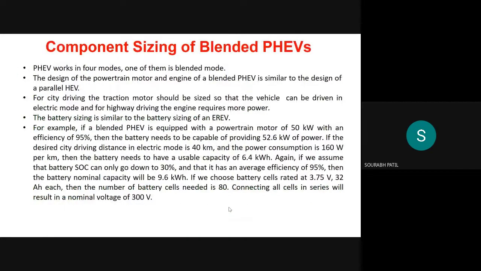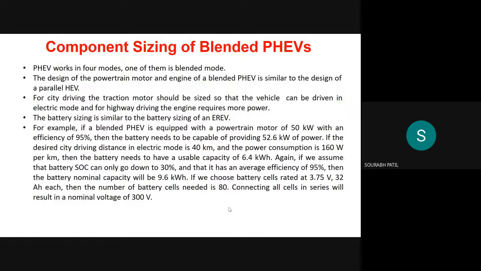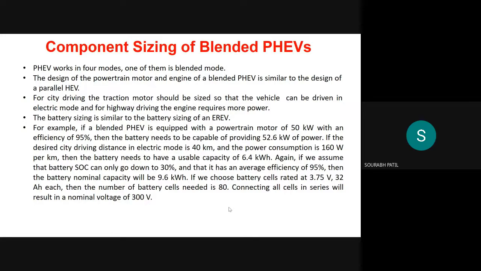In this, the design of a powertrain motor and engine in blended PHEVs is much similar to the design of the parallel HEVs. The only requirement is that the traction motor should be sized in such a way that the vehicle can be driven majorly in city driving. For highway driving, the engine will provide power to the driving.